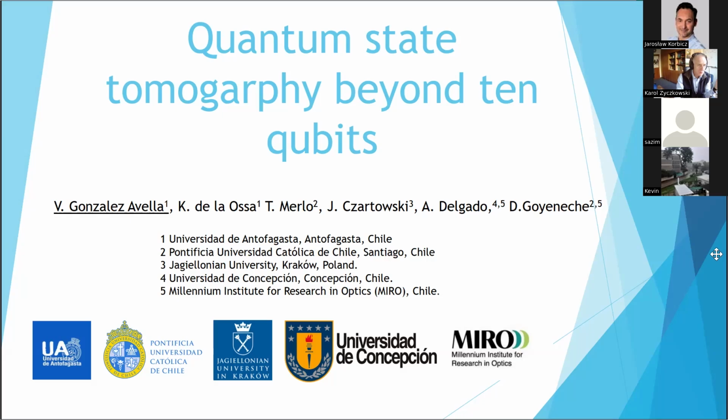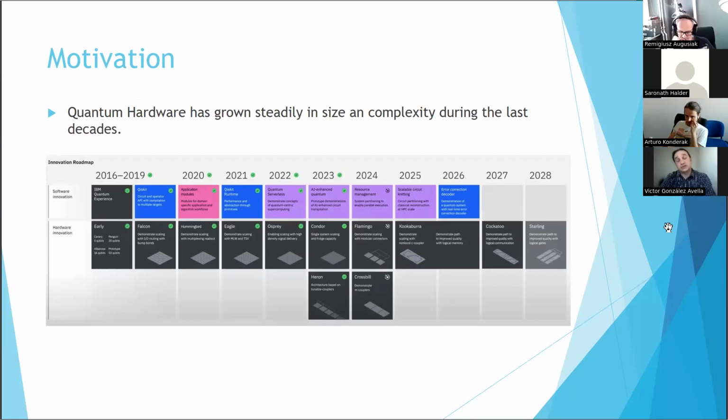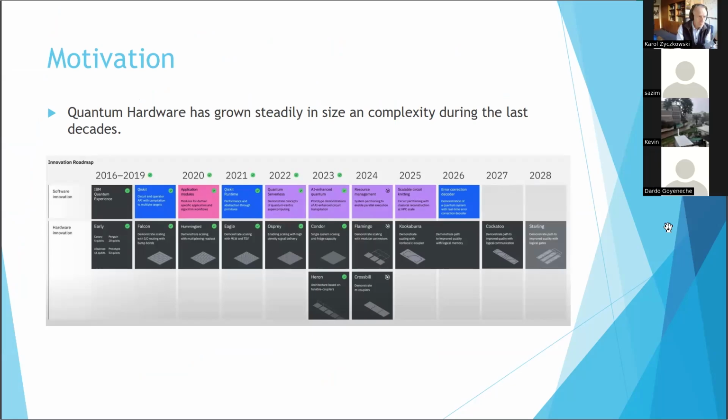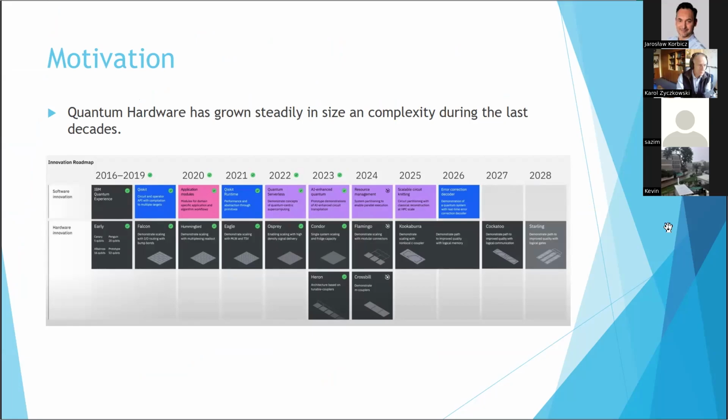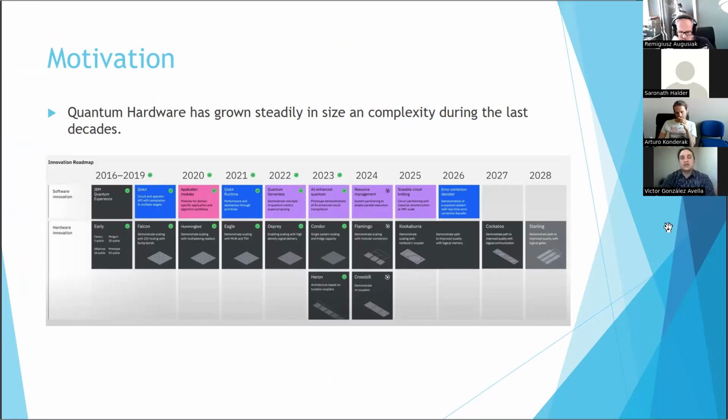So I will start with a little motivation about why we are interested in working on quantum state tomography in general, or of quantum devices, or how quantum computing is evolving. We know that quantum hardware has grown steadily in size and in complexity during the last decades. For example, here we have a roadmap of the IBM quantum processors. They are developing bigger and bigger quantum processors.